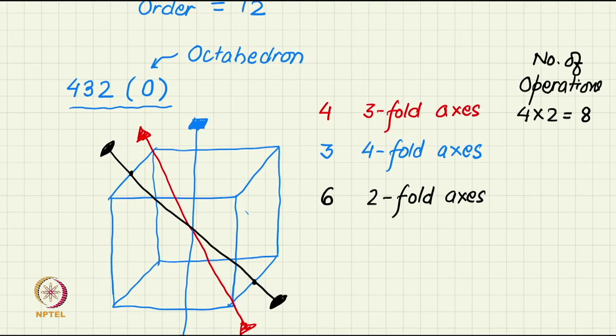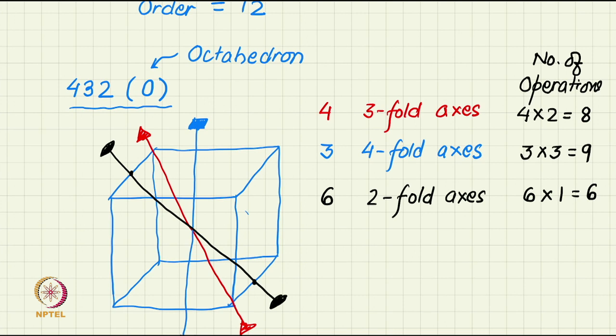3 4-fold axes, 4-fold gives you 3 distinct rotations apart from identity, 90, 180 and 270. So, there are 3 axes and there are 3 operations each, so this gives you 9 operations. And 2-fold axis gives you only the 180-degree rotation about the axis. So, there is only one operation per axis. So, you have 6 into 1, that is 6.